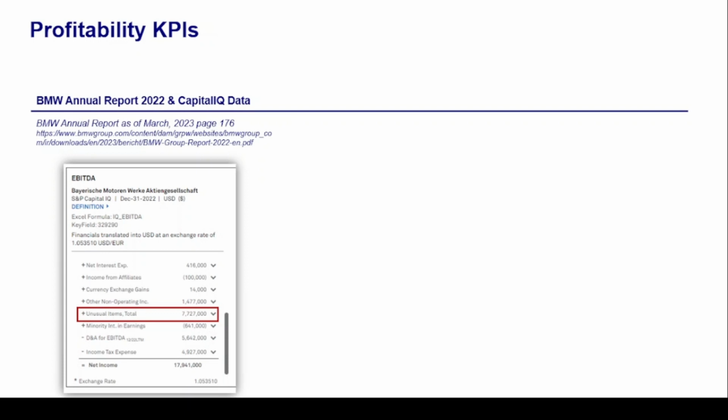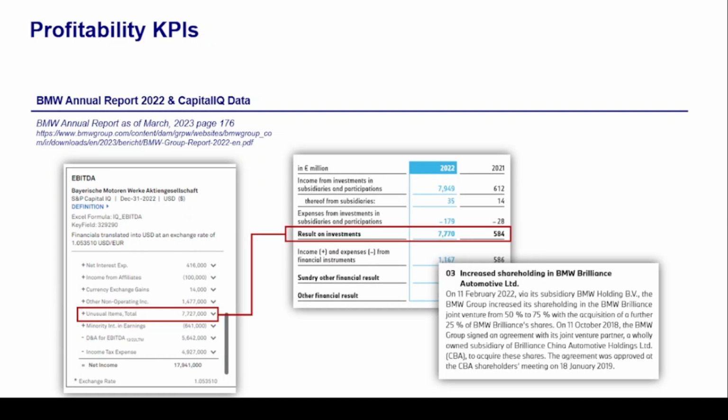Here you can see a position totaling $7.7 billion labeled unusual items. So this should make you curious to check what this could be, and after some digging in the 2022 financial statement, you find out that BMW acquired a majority in a joint venture, leading to a full consolidation of the financials. In this case, there is no need to adjust the figures as this represents the core business and is also sustainable.